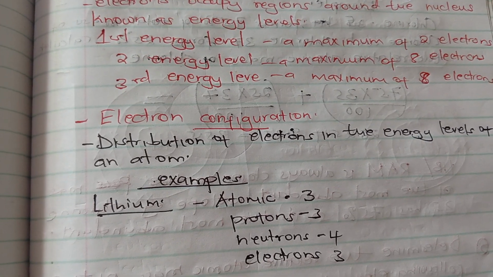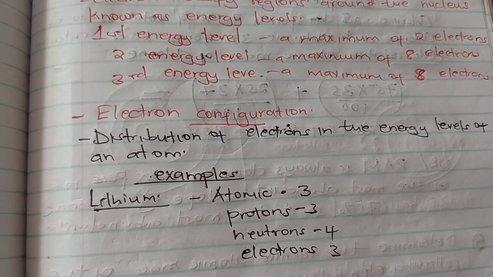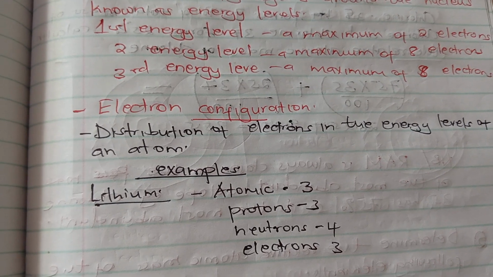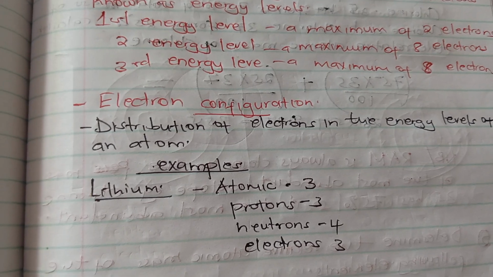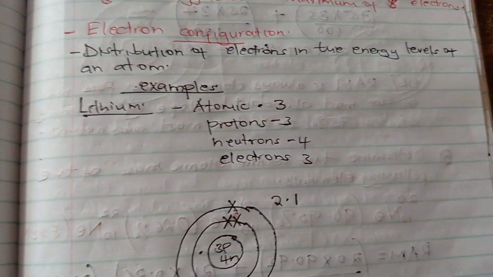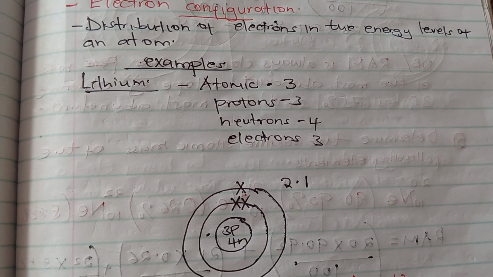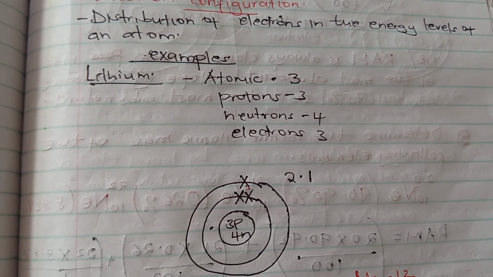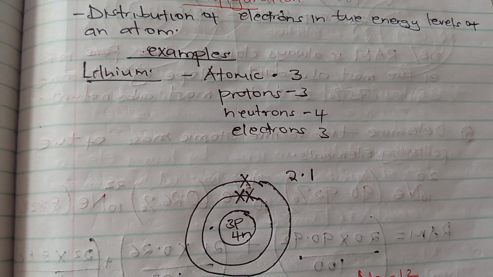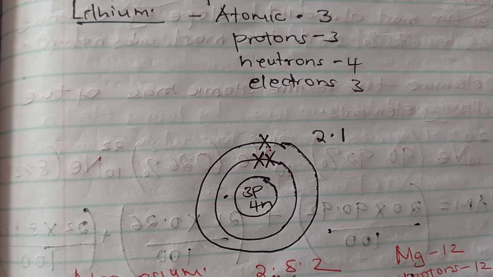When drawing electron configuration diagrams, or even when writing electron configuration, the first energy level will hold 2, the second will hold 8, and the third will hold 8, depending on the number of electrons that the atom has. So electron configuration is the distribution of electrons in the energy levels of an atom. For example, lithium, which is atomic number 3, is 2.1. The first energy level holds the maximum, and then the one remaining goes to the second energy level. That is how the electron configuration diagram of lithium is drawn.